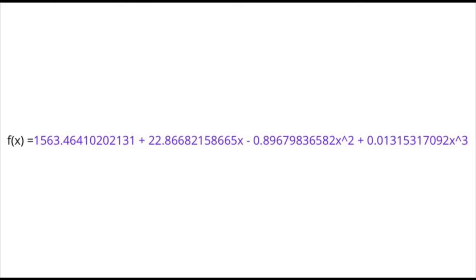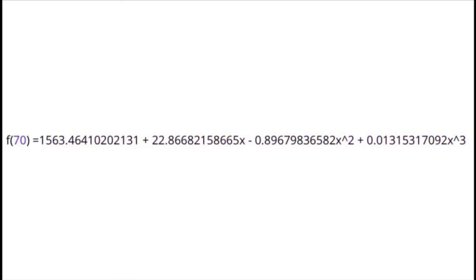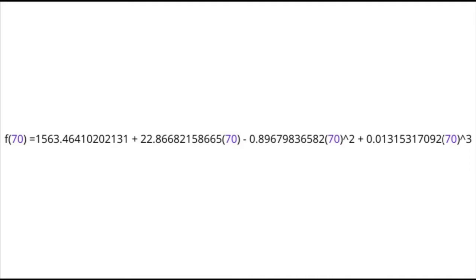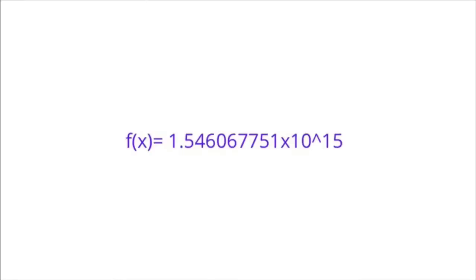So to find out the CH4 levels in 2050, we have to write first f of x is equal to our previous function. Then we go to our next step, that is to substitute the x for the 70, since that is the quantity of years between 1980 and 2050. Then we substitute the x's. And finally we solve the equation and the result will be the following.